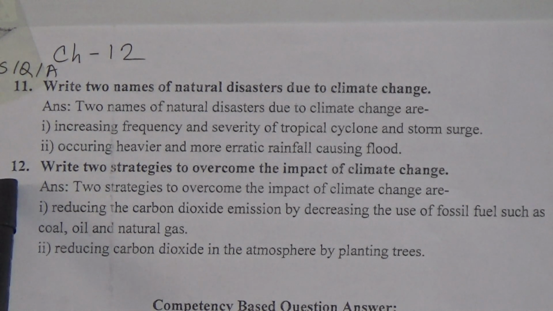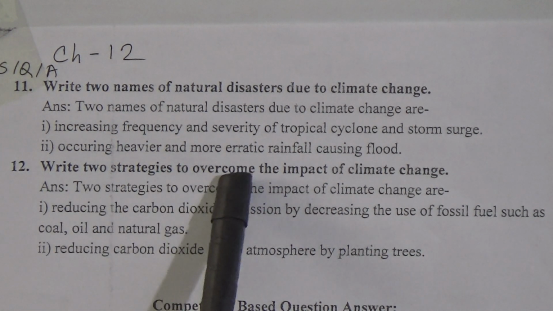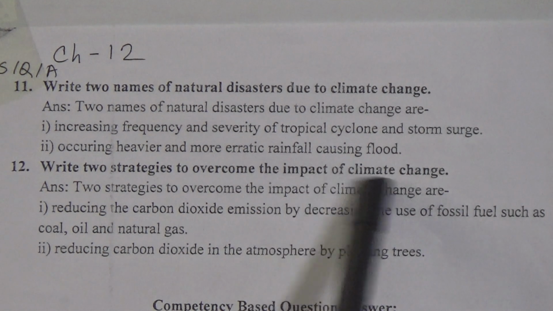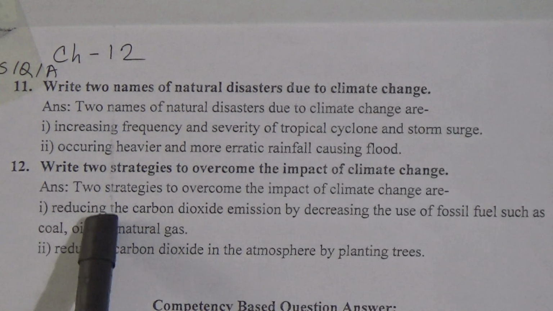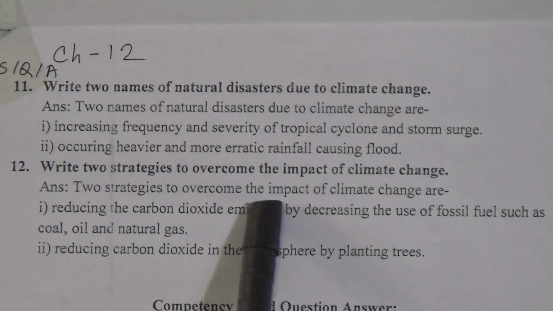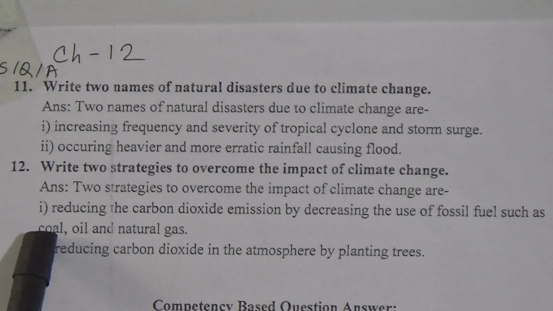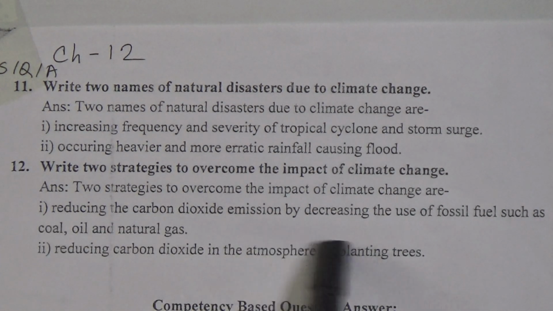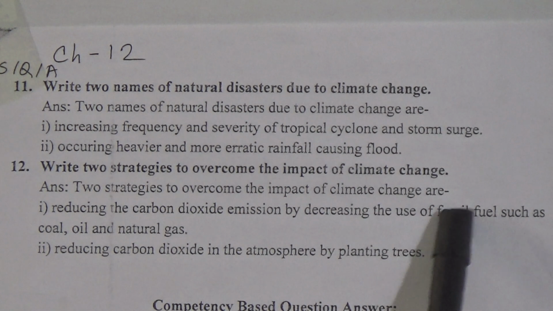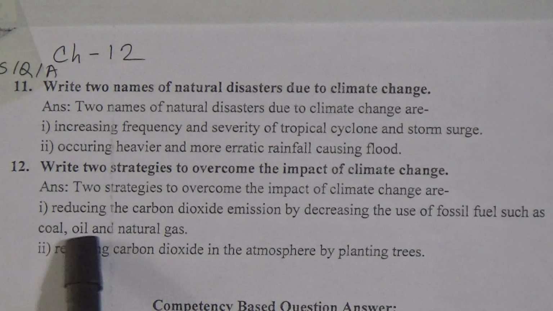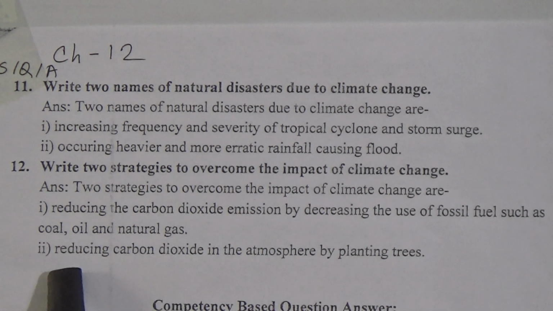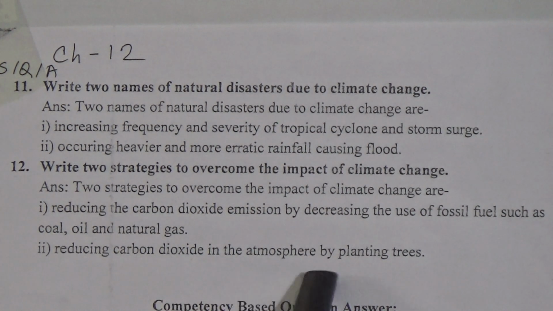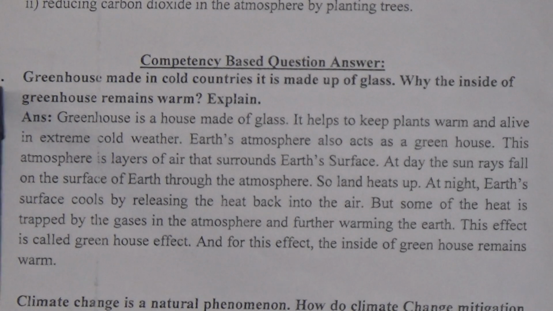Then question number 12 is: write two strategies to overcome the impact of climate change. The answer is: two strategies to overcome the impact of climate change are: first one, reducing the carbon dioxide emission by decreasing the use of fossil fuels such as coal, oil and natural gas; second one, reducing carbon dioxide in atmosphere by planting trees.